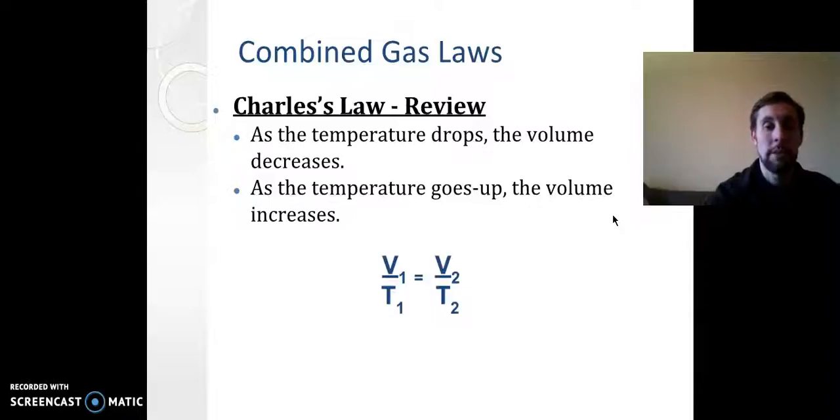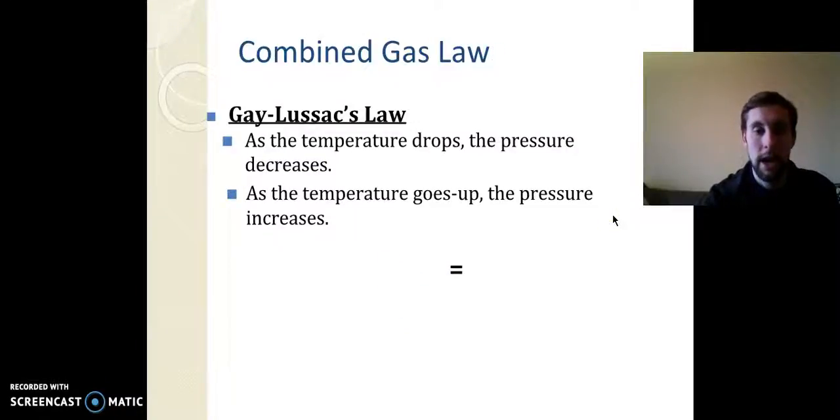Then, if we look at Charles' law review, as our temperature drops, the volume also decreases. As the temperature goes up, the volume also goes up. These ones we call a direct relationship. They go in the same direction. Okay, and our Gay-Lussac's law. As the temperature drops, our pressure also decreases. As the temperature goes up, the pressure also increases.